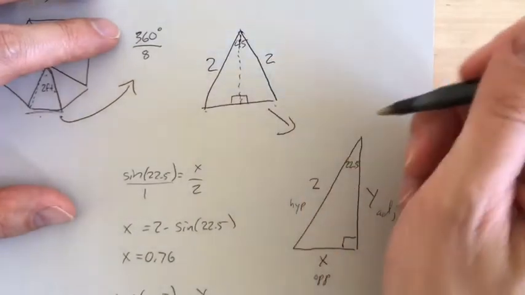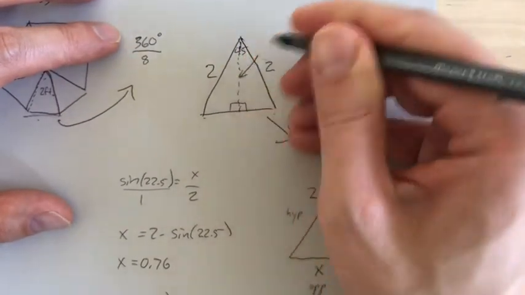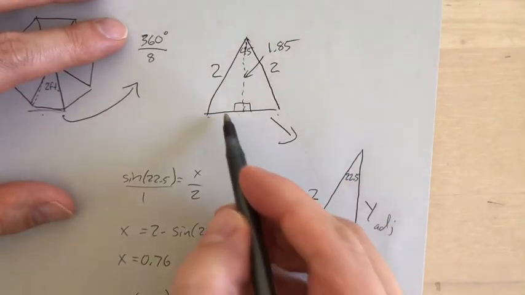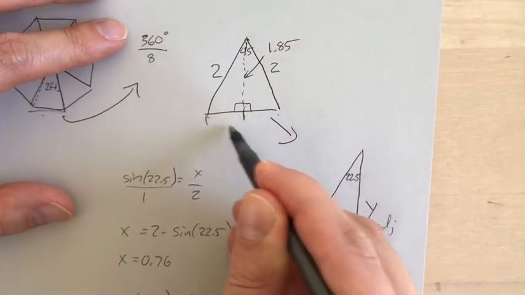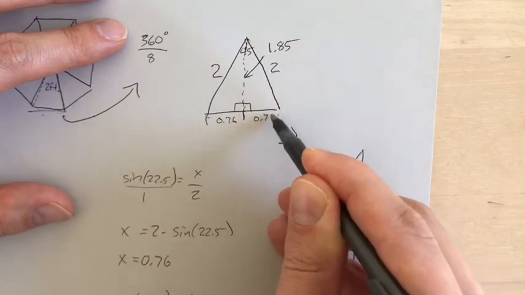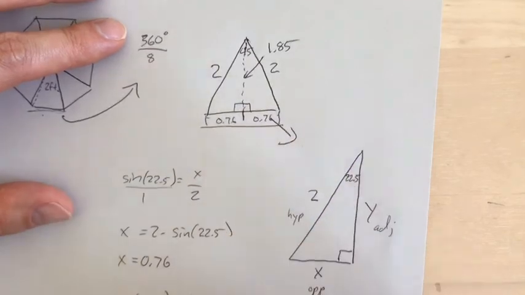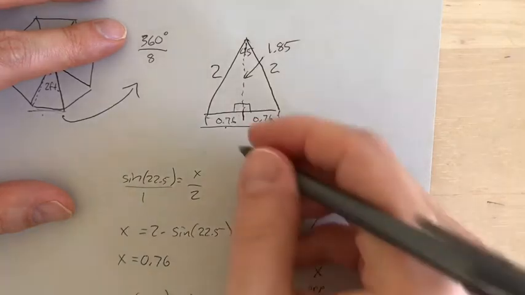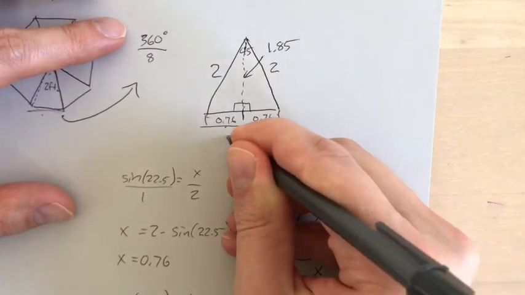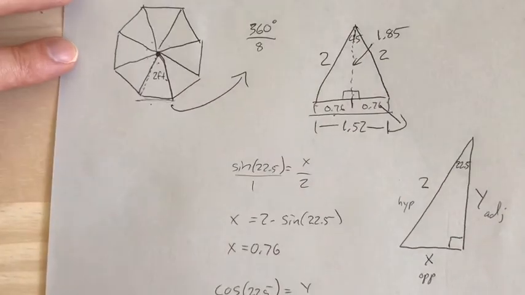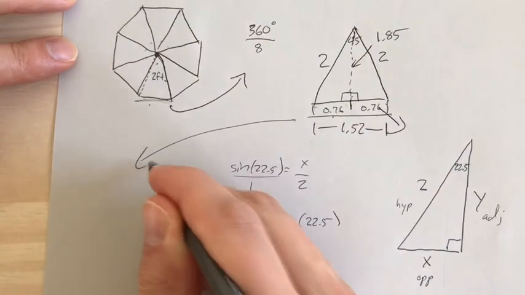So if I were to put this back into this, my height of this triangle is, again, that 1.85. And my base, or at least one of the parts of the base, is going to be 0.76. And this other one would be 0.76. If I want the entirety of that base, I would add those two lengths together, and I would get 1.52. So that would be the length of that entire base. Okay? So let's find the area of that triangle, and therefore we can get the area of the polygon.